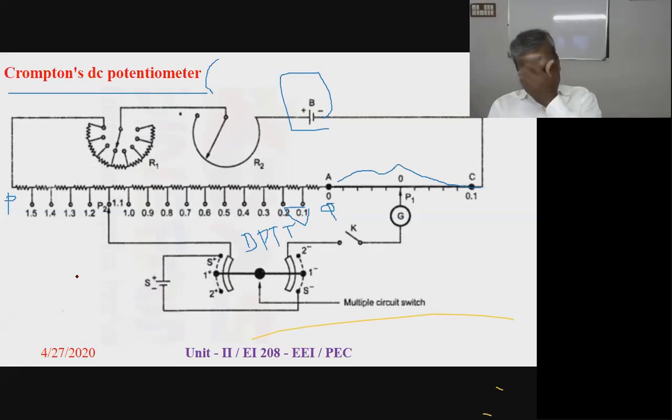So first we have to standardize the potentiometer circuitry. How to standardize? Place the DP-DT switch contacts in the standard cell. See here also you see this is plus. So standard cell is connected here. So this is Weston cadmium standard cell. So first connect the DP-DT switch between this S plus and S minus position.